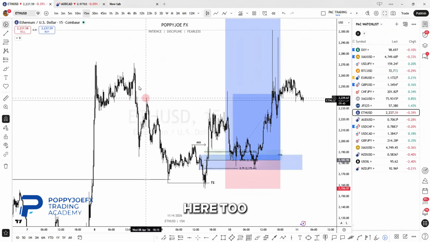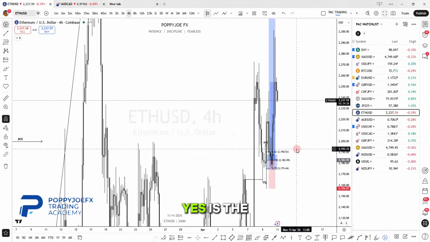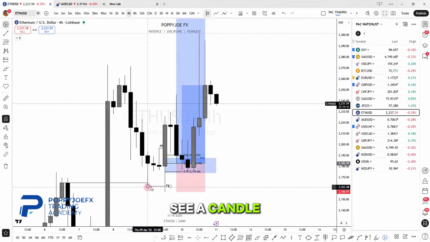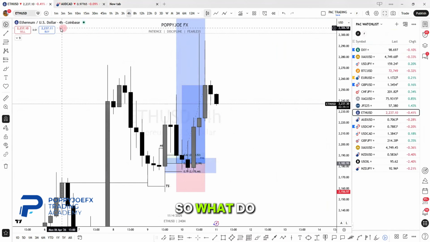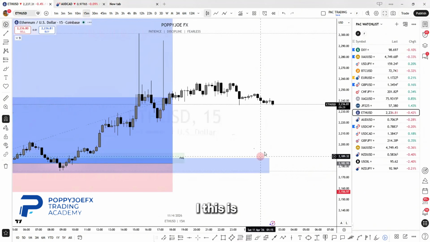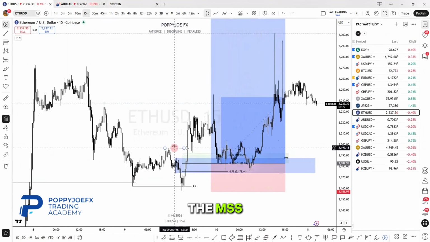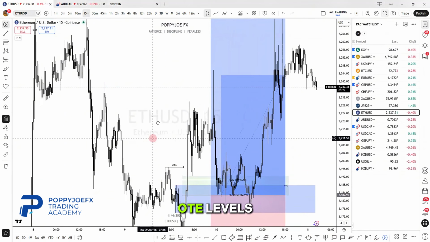We had a candle range low here too. I'm guessing it's the 4 hours. Yes, it's a 4 hours low. See, a candle range low here was taken, and I know that price was going to go to this high. So what did I do? It's very simple. This is the MSS. All I did was just to map out my OTE levels.